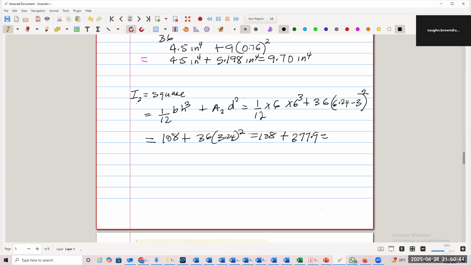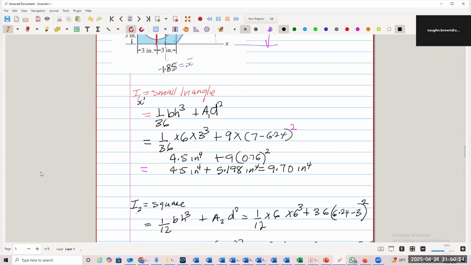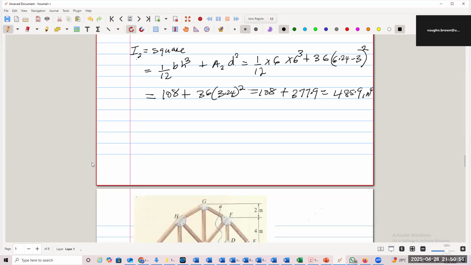So you're getting here a big figure. Can somebody please double check that figure? I'm going to run on while I double check it. And this is inches to the fourth. All right, so that is I2. Oh, we're going to run out of space.